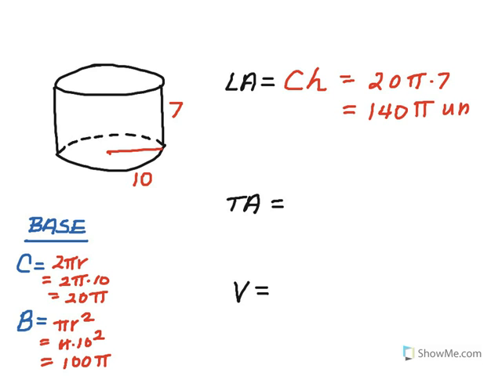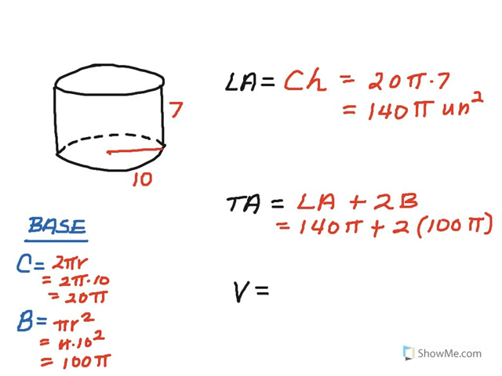The total area then is equal to the lateral area plus 2 bases. So it's 140 pi plus 2 times the base area, and each base has an area of 100 pi square units. So it's 140 plus 200, or 340 pi square units.